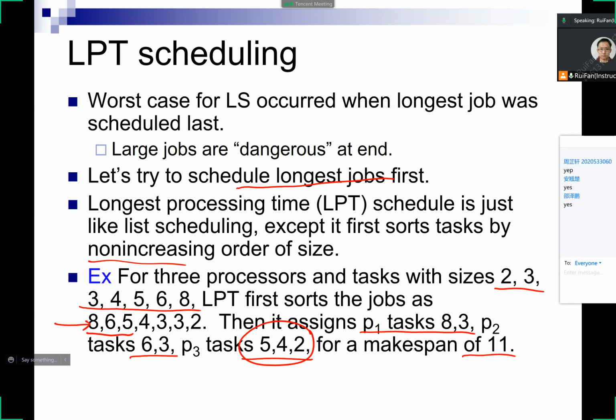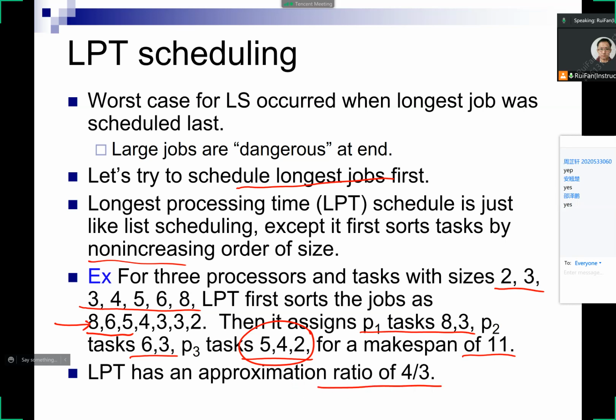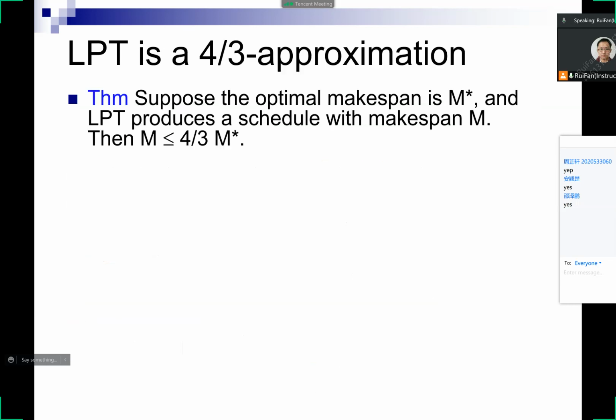And we're going to see that just this very simple variation on the algorithm is going to dramatically improve our approximation ratio to 4/3 instead of a 2 approximation ratio. So let's prove that LPT scheduling actually gets a 4/3 approximation. Suppose the optimal makespan is M star, and suppose LPT produces a schedule which has a makespan of M. Then we want to show that M is less than or equal to 4/3 times M star.